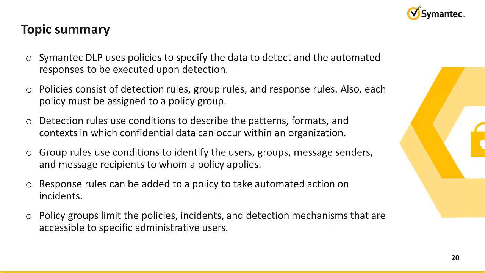Detection rules use conditions to describe the patterns, formats, and contexts in which confidential data can occur within an organization. Group rules use conditions to identify the users, groups, message senders, and message recipients to whom a policy applies. Response rules can be added to a policy to take automated action on incidents. Policy groups limit the policy's incidents and detection mechanisms that are accessible to specific administrative users.